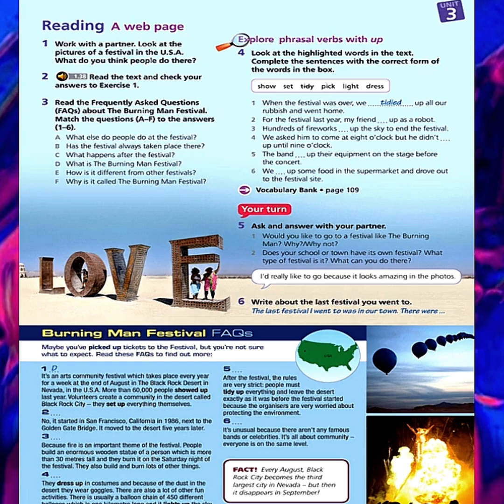What else do people do at the festival? They dress up in costumes, and because of the dust in the desert, they wear goggles. There are also a lot of other fun activities. There is usually a balloon chain of 450 different balloons, which is 1 kilometer long, and it lights up the sky.